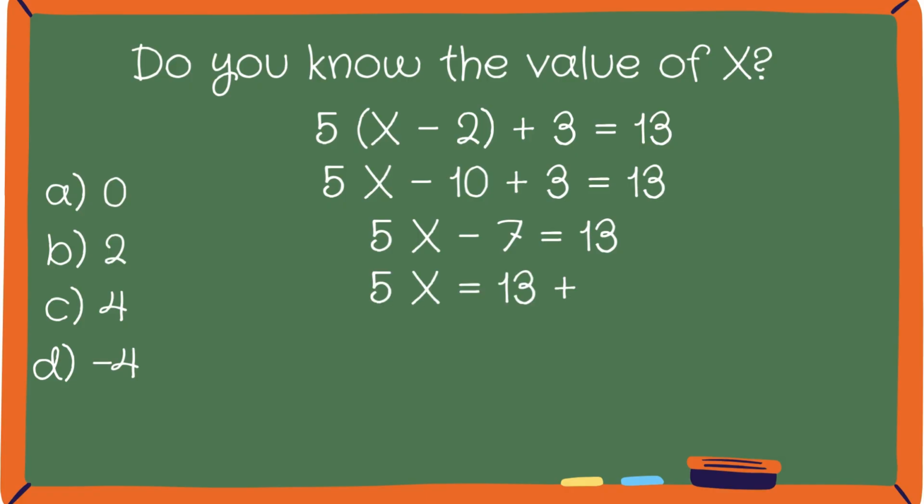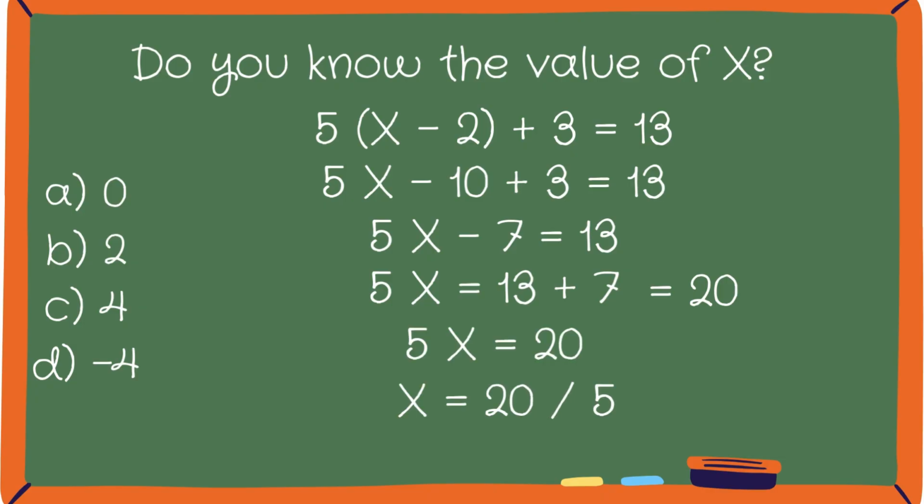13 plus 7 is equal to 20, so the value of x, I'll write it here, look, 5x equals 20, from which we get that x will be 20 divided by 5. What is 20 divided by 5? 4, which is the answer to our problem. Letter C. You will mark letter C, and the problem is solved.